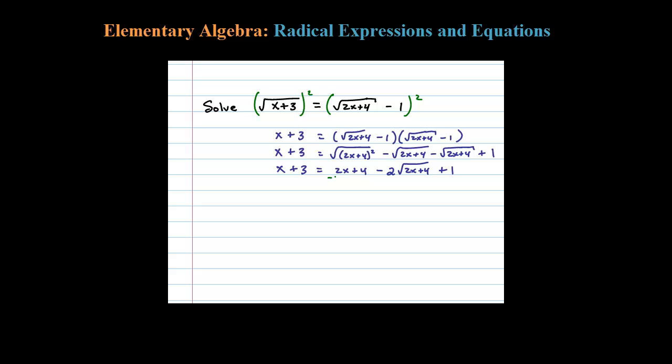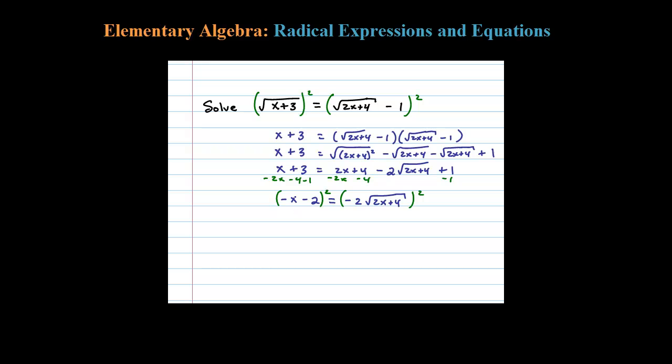Let's go ahead and subtract 2x. And then we'll subtract 4 and also subtract 1. Alright, so that leaves me with negative x minus 2 equals negative 2 times the square root of 2x plus 4. Okay, so at this point we can then square both sides again. That'll allow us to eliminate that second radical.